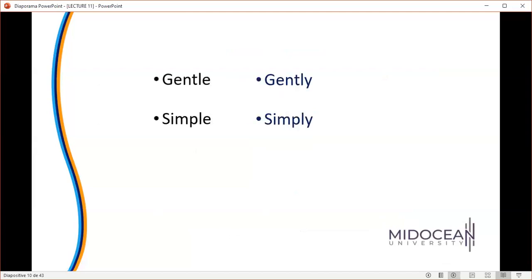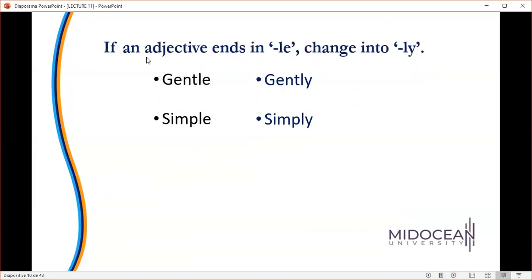More examples, gentle, gently, simple, simply. So here you have if an adjective ends in LE. Donc, regardez la terminaison ici, donc terminaison LE, like gentle, simple. So, change into LY. On va changer, donc, regardez la terminaison LY. Gentle, gently, simple, simply. He simply told me to leave the room.